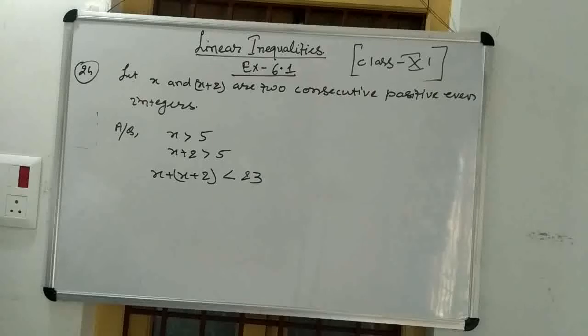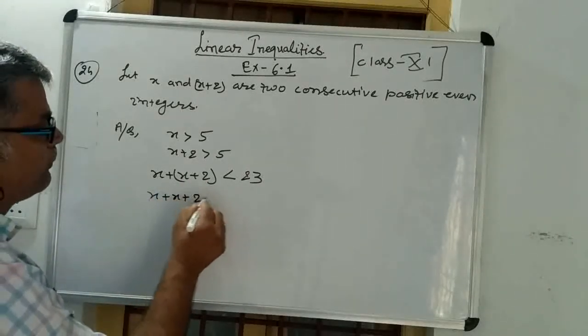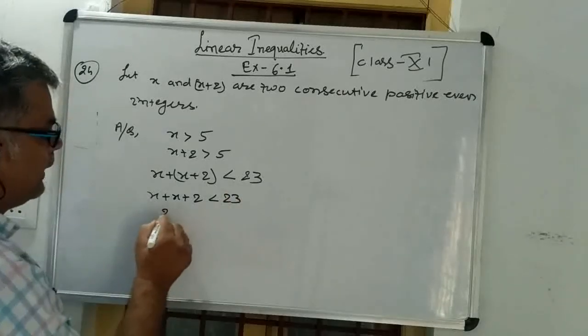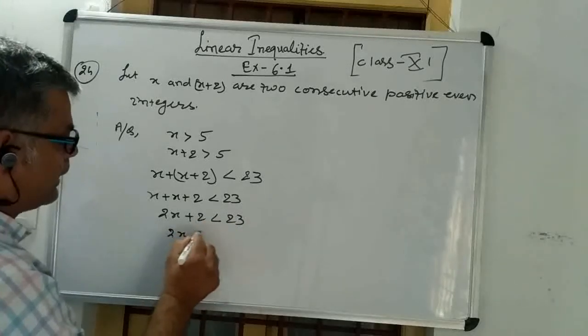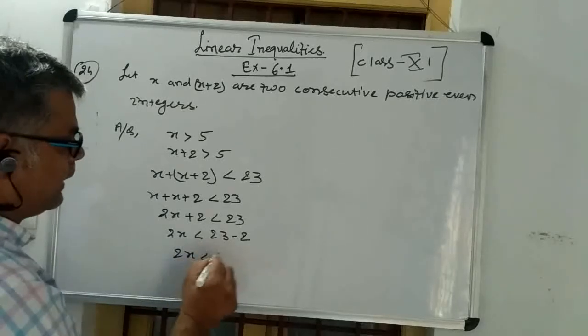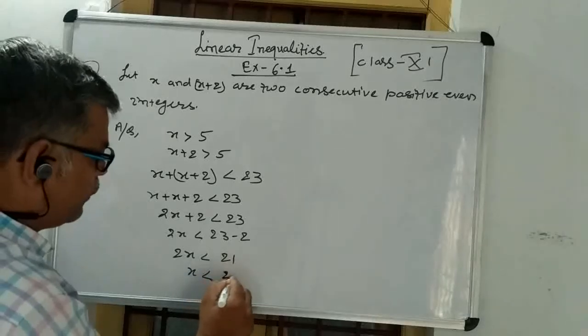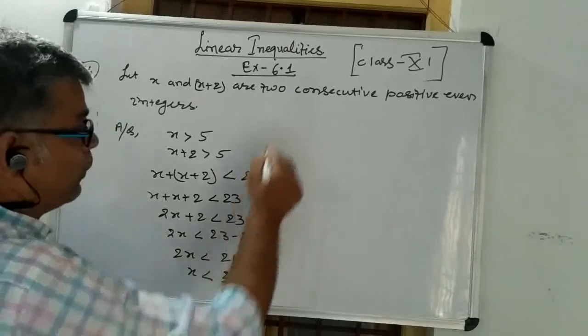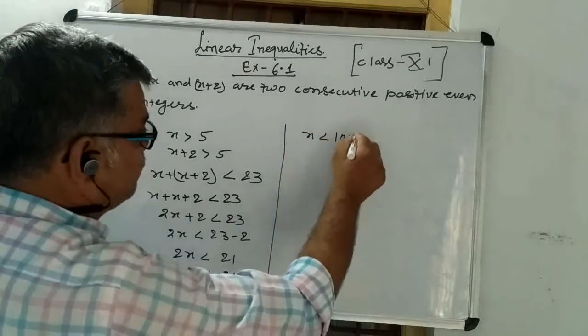Now we have to find the solution. So let's see how it can be done. Now you add it simply. x plus x plus 2 is less than 23. That is 2x plus 2 is less than 23. That is 2x is less than 23 minus 2. So 2x is less than 21. So x is less than 21 by 2. So you got x is less than 10.5.